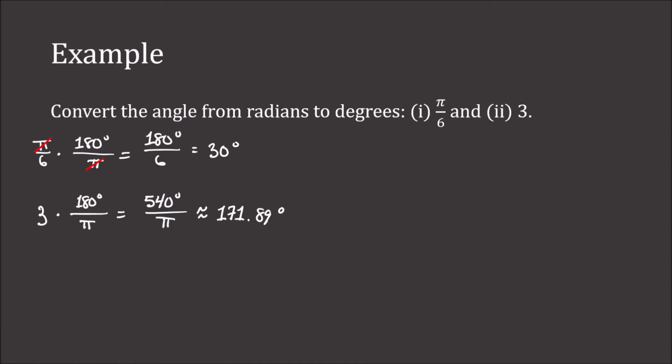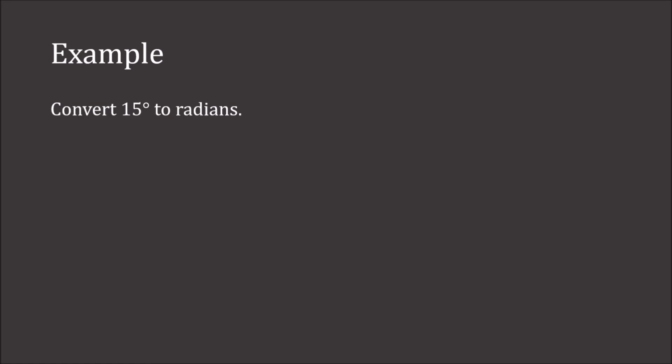Now we wish to convert 15 degrees to radians. So we start with 15 degrees. We multiply by the conversion into radians, which is pi over 180 degrees. Now, the units will drop out, so degrees drop out. We're left with 15 pi over 180, which is pi over 12.